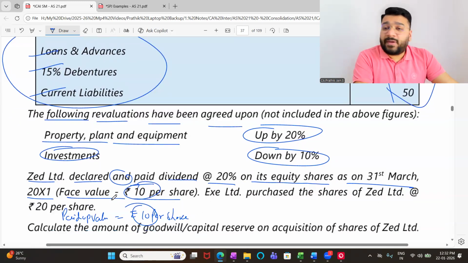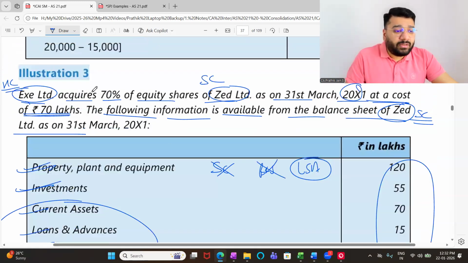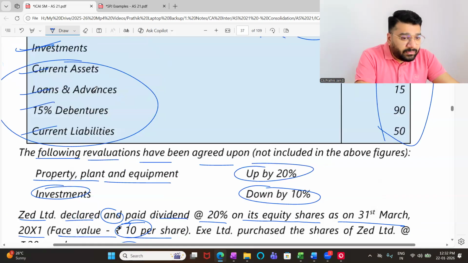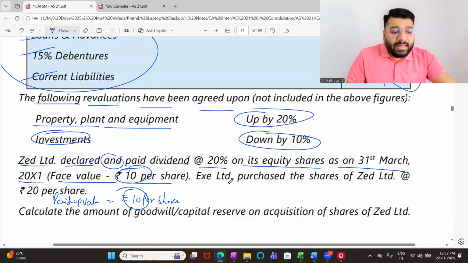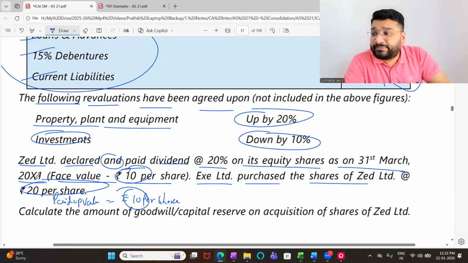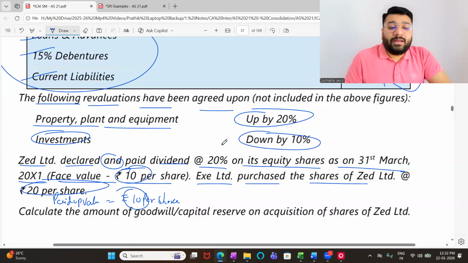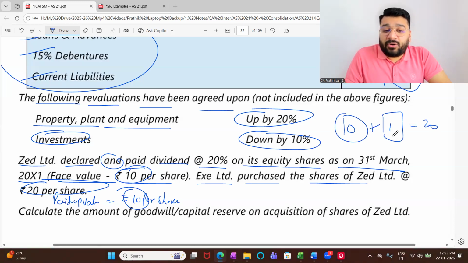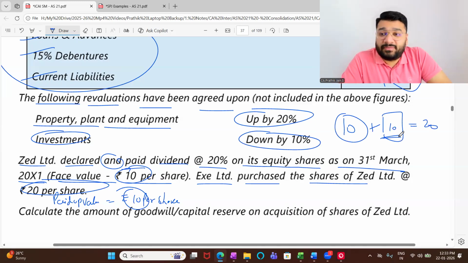If 10 and 10 are face value and paid up value, what is this 20 rupees? Sorry, 20 is not given. Given somewhere. X Limited purchased the shares of Z Limited at 20 per share. So what is 20 then? 10 is the premium. Now this premium is meant for whom? 10 rupees is the worth of the share, which is the face value of the share, but you pay 20. So extra 10 is there, no? This extra 10 has gone to whom? Oh my God. You're telling Z Limited?